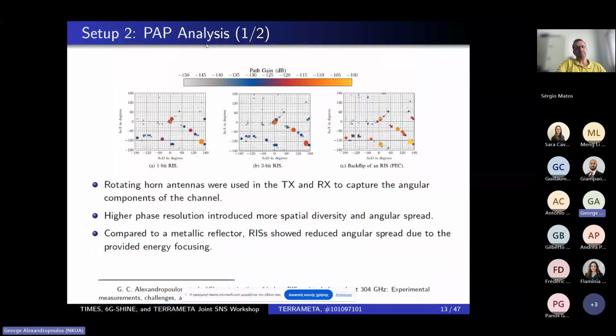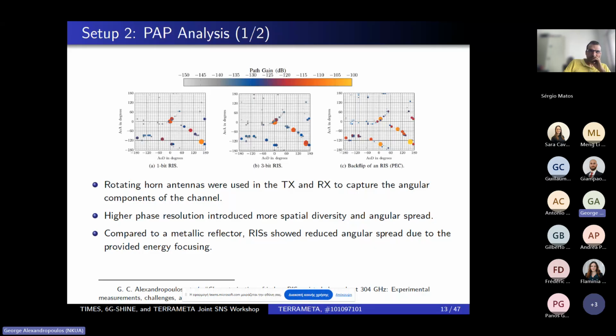Now, for the power angular profile analysis, as I said before, we have rotated the antennas at both the transmitter and the receiver to capture those angular components. And what we have seen is that we get higher phase resolution when there is more spatial diversity and angular spread in the channel, meaning that when you have a RIS which is more elaborate in terms of resolution, it provides a nicer beam.